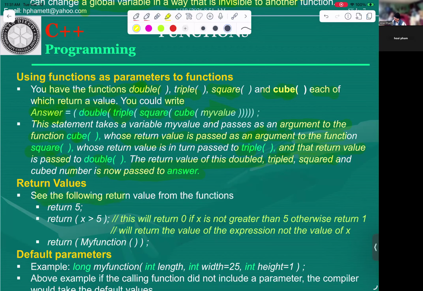See the following return value from a function: return 5, or return x greater than 5. This will return 0 if x is not greater than 5. Okay? Otherwise, it returns 1. It will return the value of the expression, not the value of x.